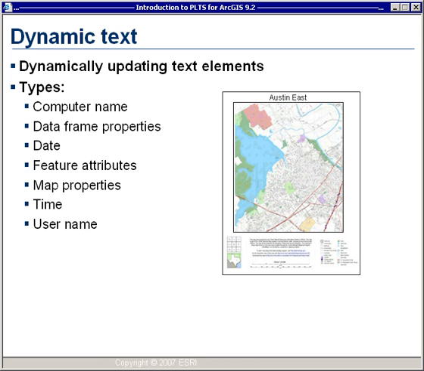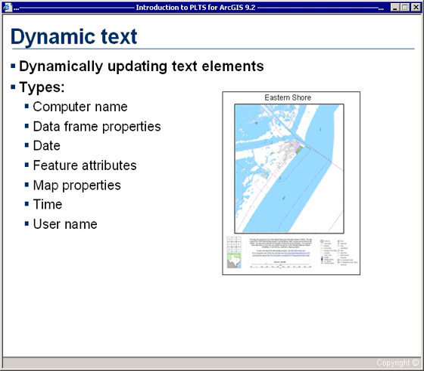For example, you can create a title for your map sheet that changes automatically when you change to a different area of interest. Here we see the Austin East Quad, and when we change our map sheet to the Eastern Shore, the title is automatically going to update to reflect the new quad that I'm looking at.